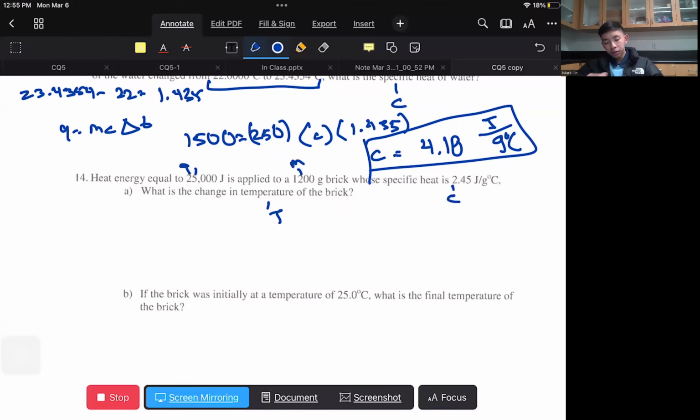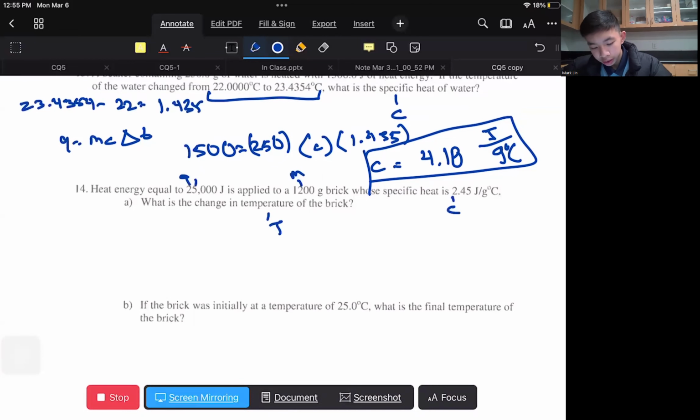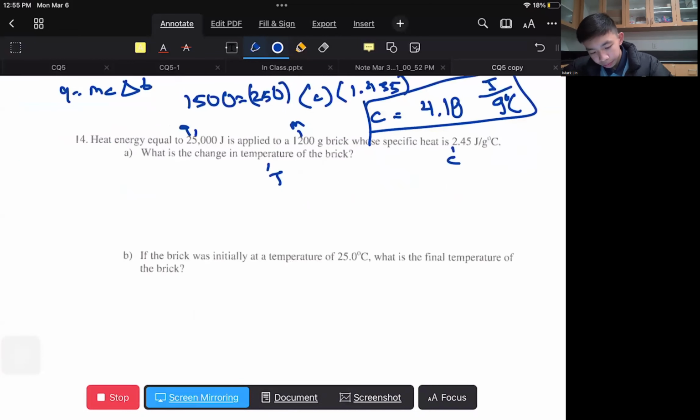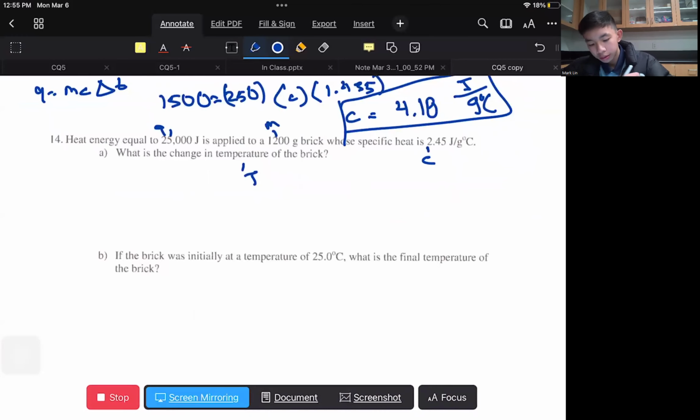So my pen is dying. Okay, anyways, I'll just use my finger. Hold on, give me 1 second. All right, guys, sorry about that.